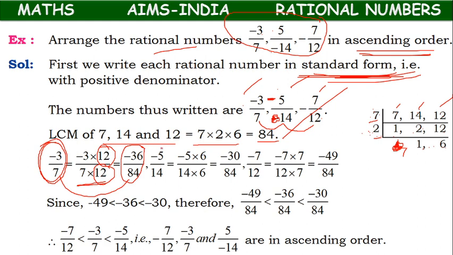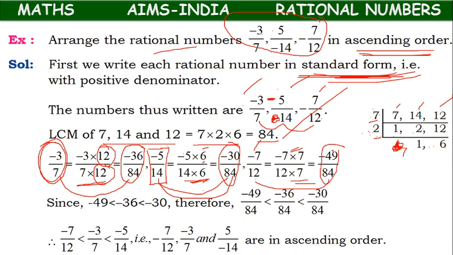Next, second rational number, minus 5 by 14. We have to turn it into 84. How to turn it into 84? By multiplying with 6, both numerator and denominator. 5 6 times 30. Minus 30 by 84. Third one, minus 7 by 12. 12 to 84, we have to multiply with 7, both numerator and denominator. So minus 49 by 84.